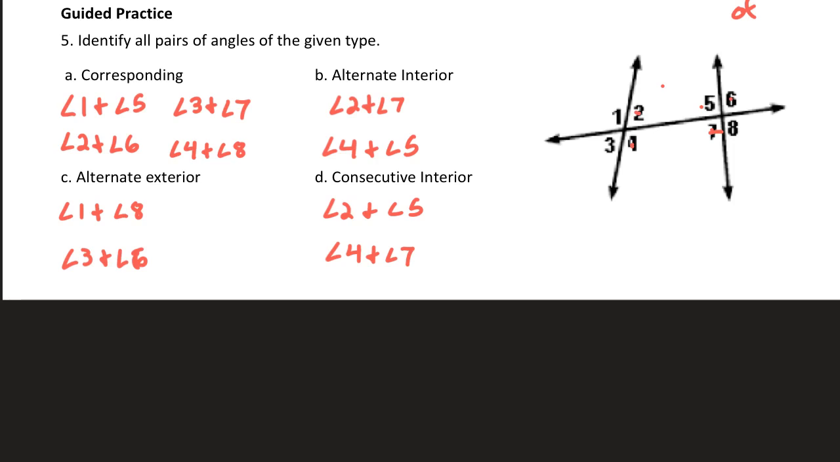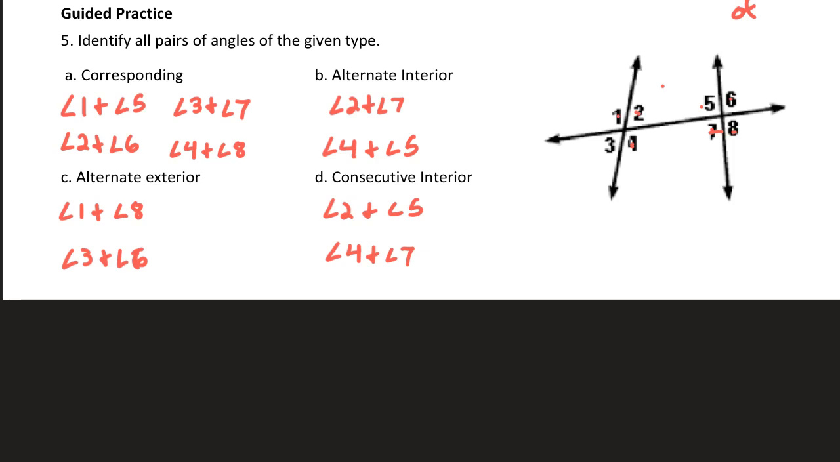Alternate exterior, angle 1 and angle 8 are on the exterior of the lines. They're on alternate sides of the transversal. So 1 and 8 are alternate exterior angles. And then the next pair, 3 and 6. 3 and 6 are both on the exterior. They're on alternate sides of the transversal.